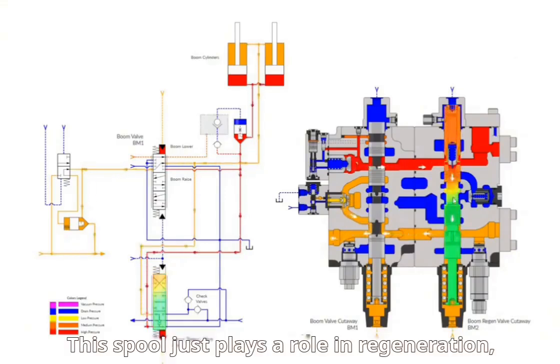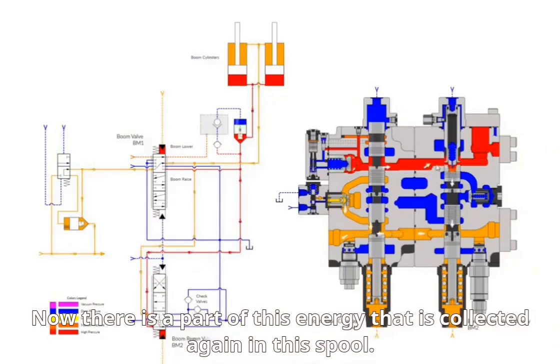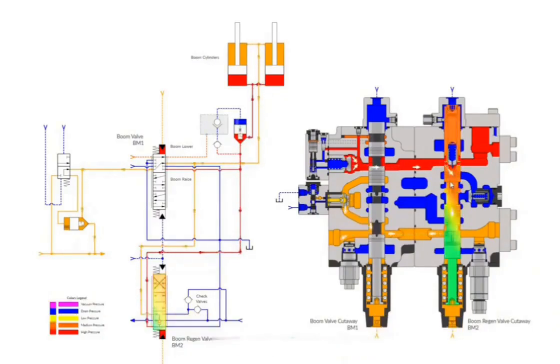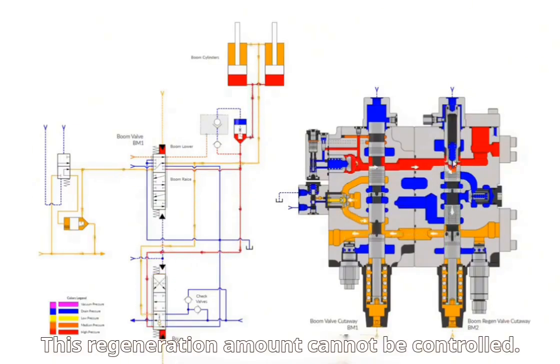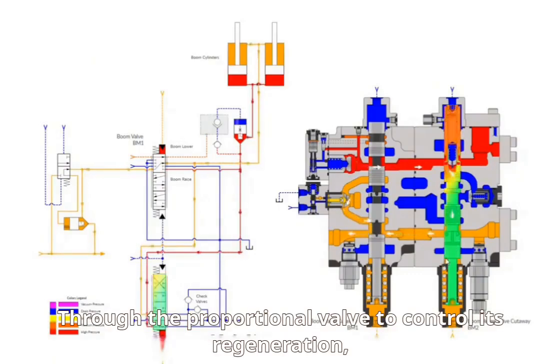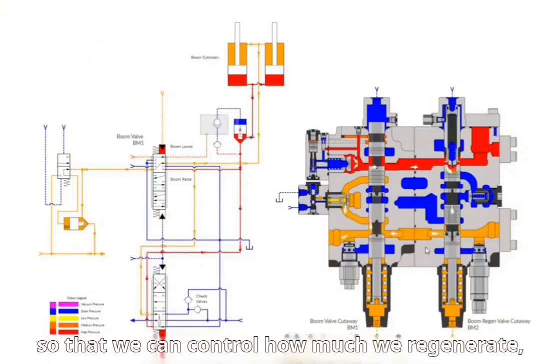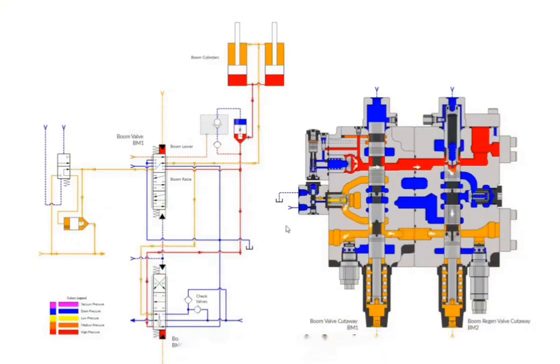This spool just plays a role in regeneration, equivalent to an energy recovery, right? Now a part of this energy is collected again in this spool department. It's like this inside, it's uncontrollable. This regeneration amount cannot be controlled. We did a project earlier. It's the equivalent of moving the regeneration from the inside to the outside, through a proportional valve to control it, so that we can control how much we regenerate, so that it regenerates the oil as needed, and then goes to this rod cavity.